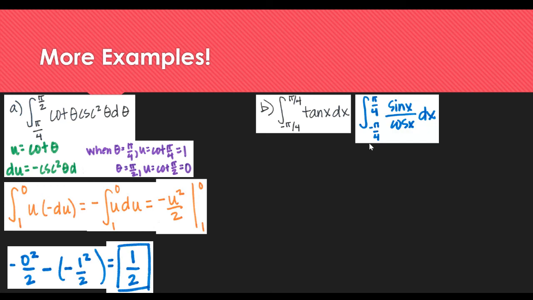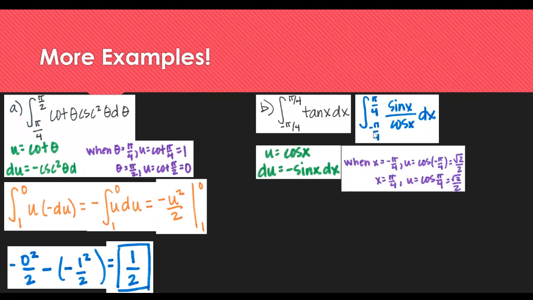So instead, I'm going to change tangent to sine over cosine. Because then I could say, okay, well, if u is cosine, du is negative sine. That's not so bad. I just need to add a negative in then. So when x is negative pi over 4, then u would be cosine of negative pi over 4, which is square root of 2 over 2. If I plug in positive pi over 4 to cosine, then I get u is square root of 2 over 2.